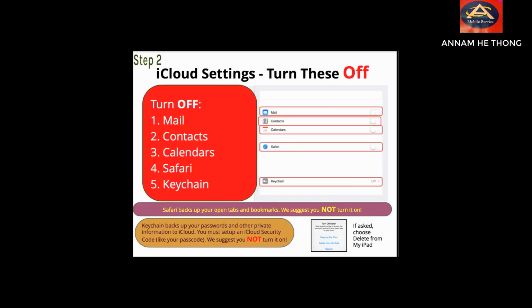In iCloud settings, you should turn these off. Turn off Mail, Contacts, Calendar. Those are all handled by Exchange, so you don't need them being backed up to iCloud. Safari and Keychain. Safari backs up your open tabs and bookmarks. You could do this, but for now we suggest that you not do it. Keychain backs up your passwords and other private information. In order to do that, you have to set up an iCloud security code, much like your passcode, and have an iCloud email address. We suggest that you not turn that on. If you're asked, you can choose to delete these items from your iPad when you're turning them off.